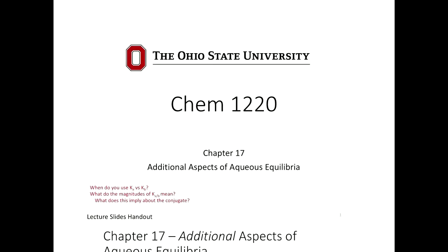in chapter 17. Okay, so we are still talking about acids and bases for the most part. We're still talking about aqueous equilibria. So you need to constantly be asking yourself, should I be using Ka or Kb? What do the magnitudes of those K values mean? What does that mean about the conjugate? All those things are really important in this chapter.